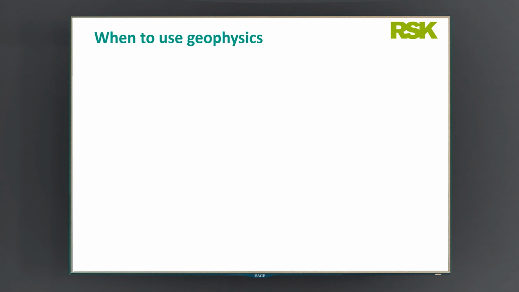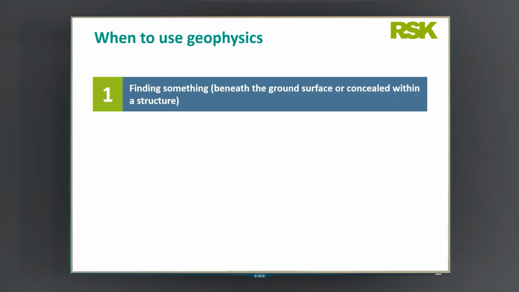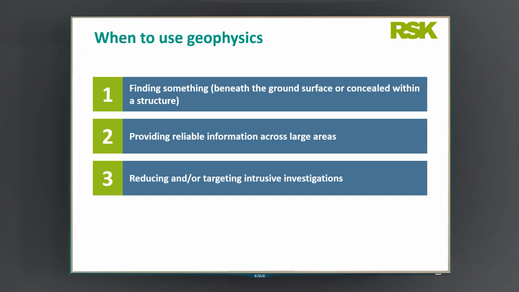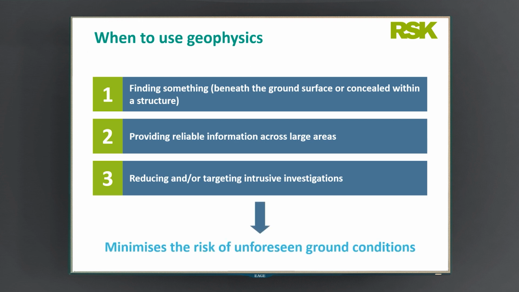So, in summary, when would you use geophysics? It's a very good search tool. You would use it to find something, either beneath the ground or concealed within a structure, that otherwise wouldn't be visible and wouldn't be easy to find by any other means. You can use it to provide reliable information across large areas, tying together the detailed information that you get from boreholes and trial pits. And you can use it to reduce and or target the intrusive investigations that you use. And it's this combination that allows you to reduce the risk of unforeseen ground conditions to the greatest effect.